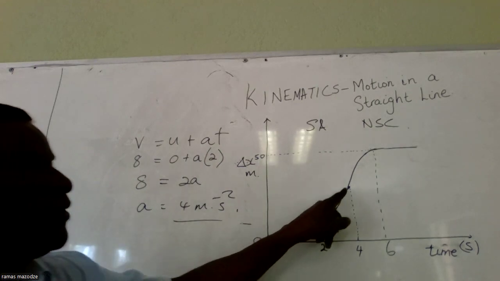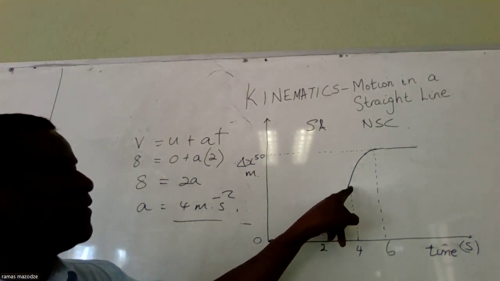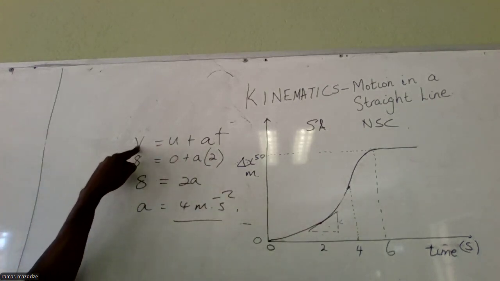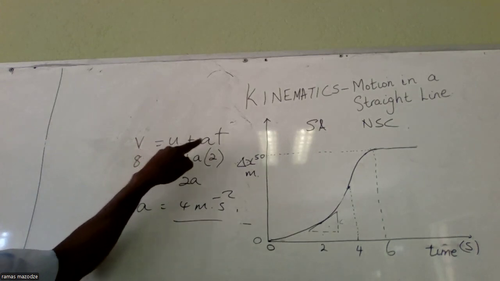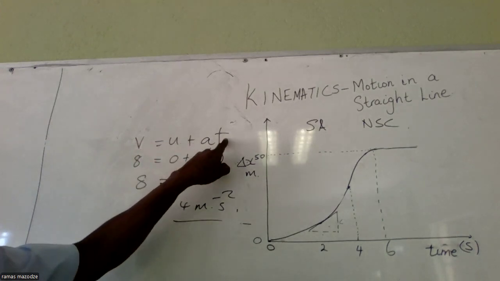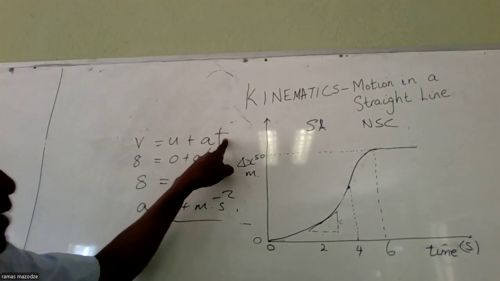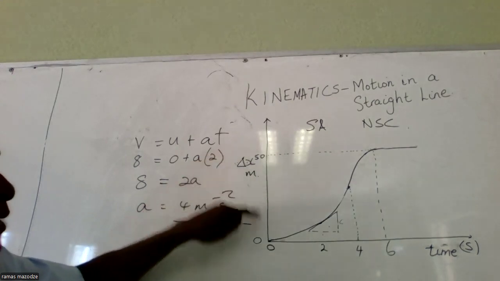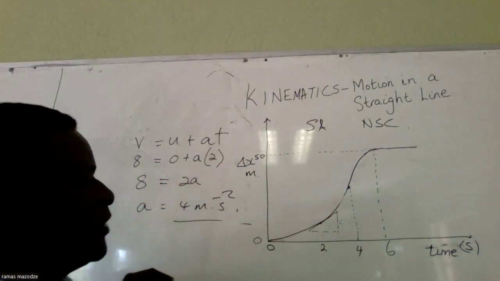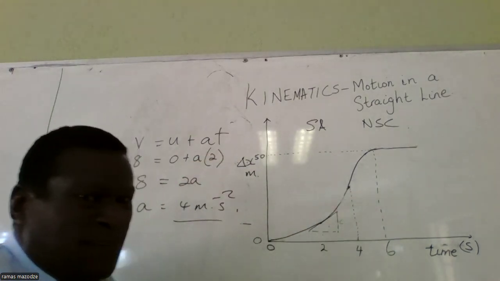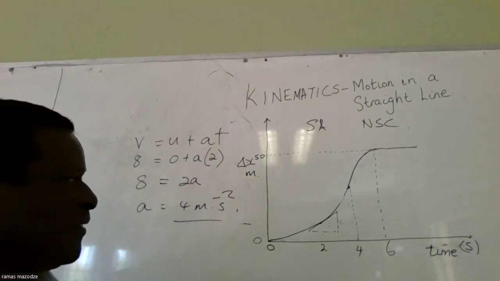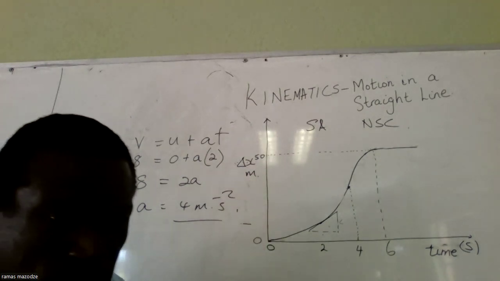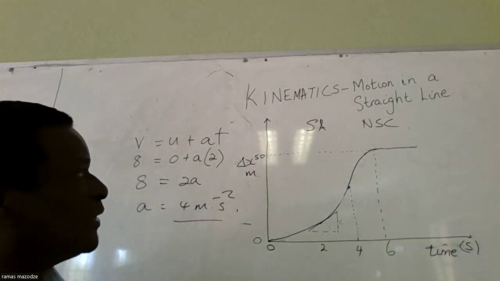Once you've got the acceleration, they ask you to find the velocity at 4 seconds. You can use the same equation: v at 4 seconds is equal to 0 initial velocity plus acceleration 4 times 4. So the velocity at 4 seconds would be 16 meters per second, because it was accelerating. Remember, the velocity was increasing. It was a straight line, so it was increasing uniformly. Well done. I hope that clarifies.